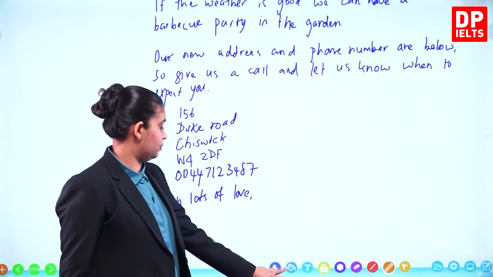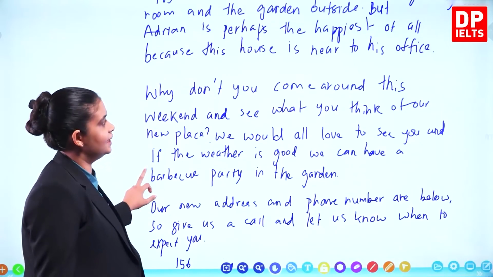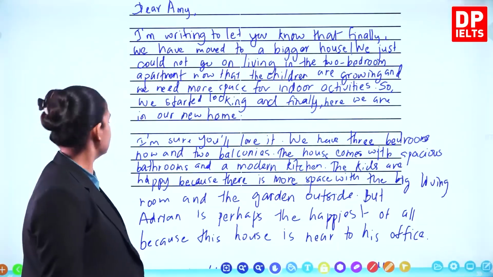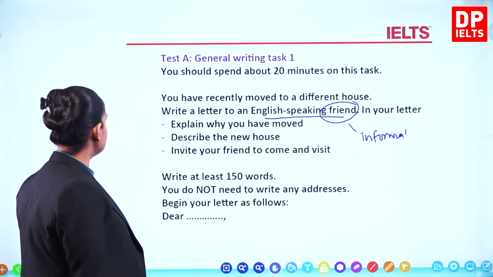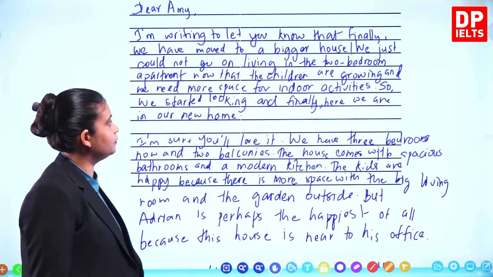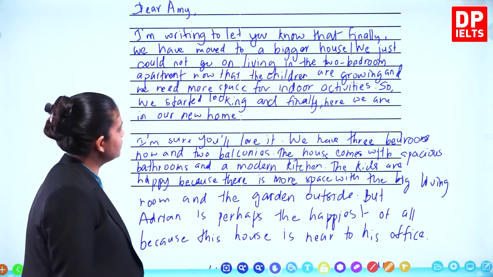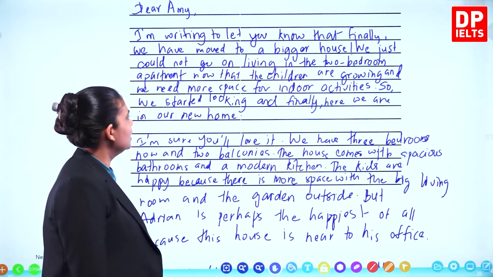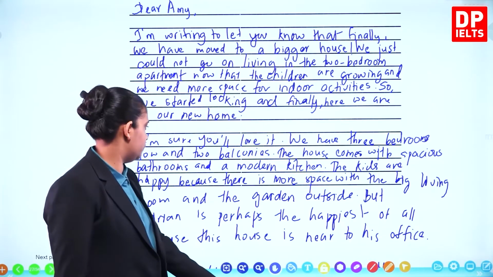All right, so here is a nice answer. Okay, you can see that the first bit is what you have to do: why you moved. So I'm explaining to my friend why I moved, right? So I'm telling her, I'm writing to let you know that I've moved to a bigger house, okay? Why did I move? Because it was a 2-bedroom house. It didn't have much space for the kids, so we decided to move, right?